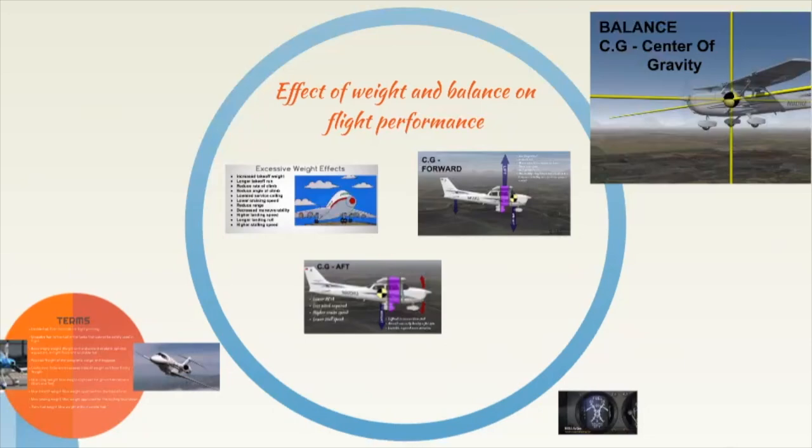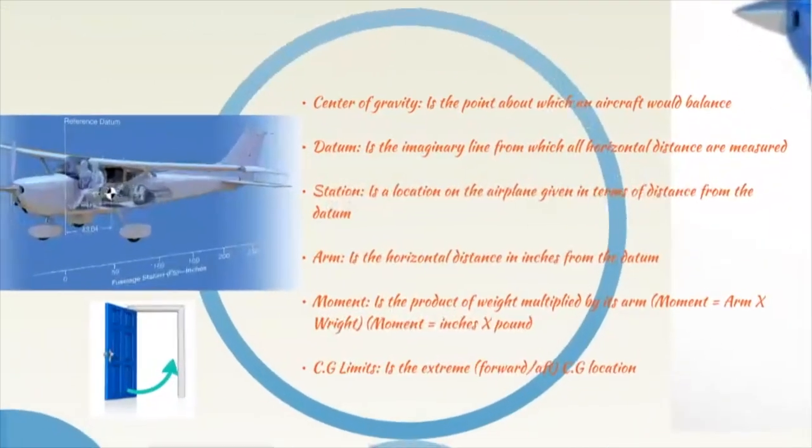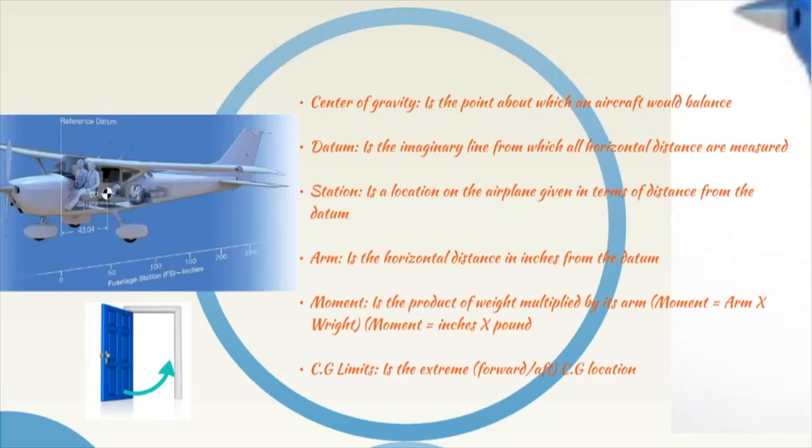The effect of the weight and balance on flight performance. So we're going to have some terms here. Center of gravity is the point about which an aircraft will balance. Then we have the datum plane, also known as reference datum, the imaginary line from which all horizontal distances are measured. These distances are going to be called arms, and specific points are going to be called stations.